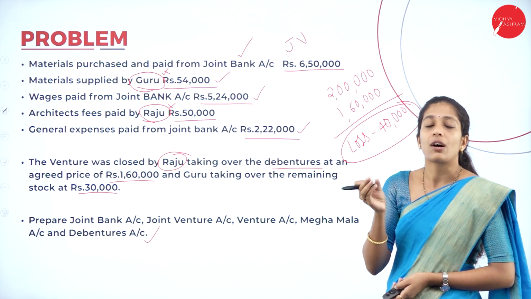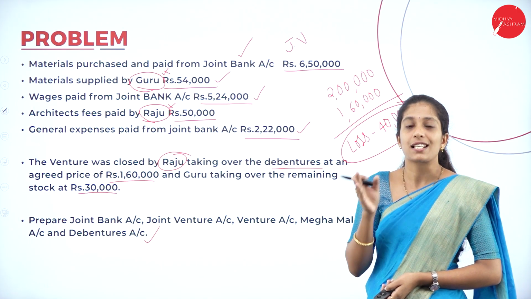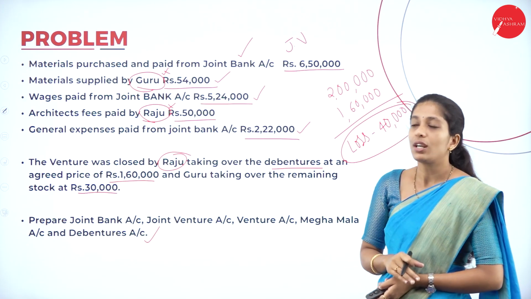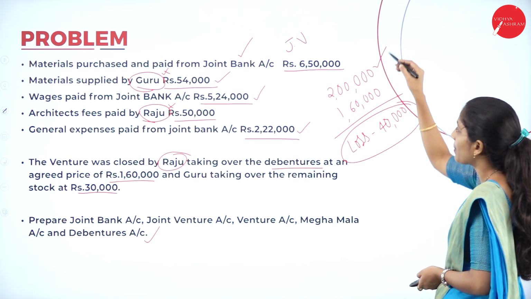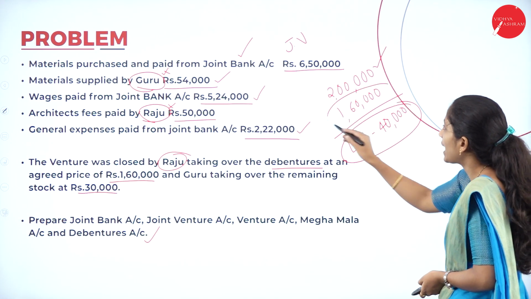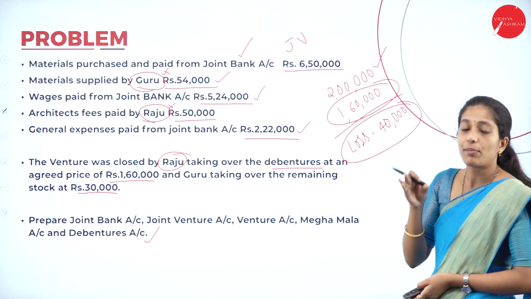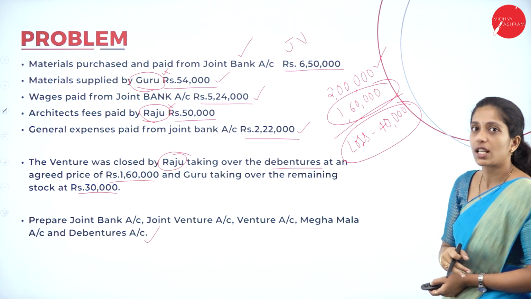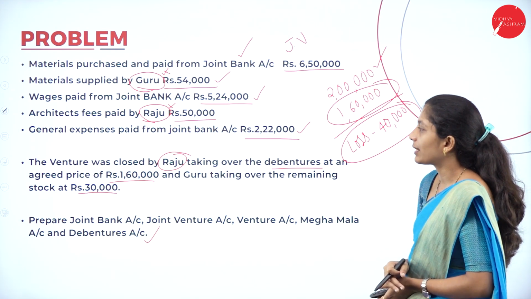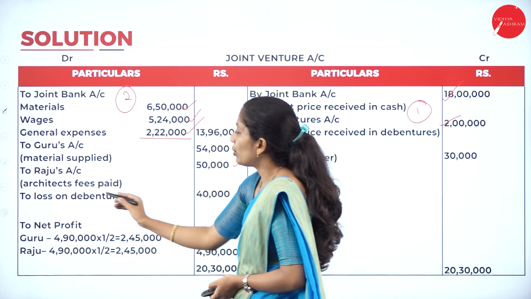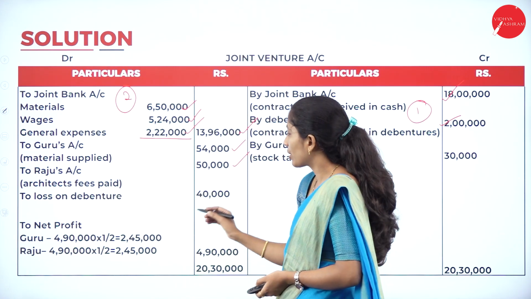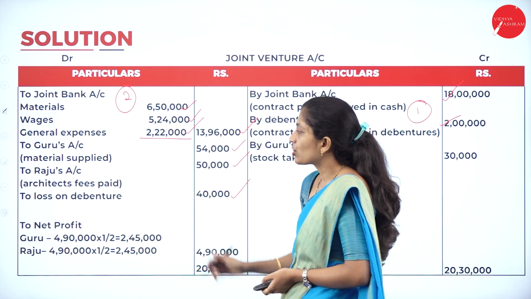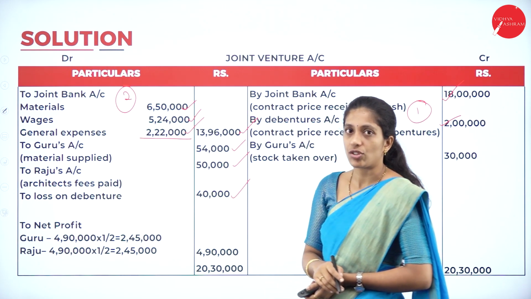You will write the difference, that is loss on sale of debenture, or loss on debenture. So here the value of debenture was how much? 2 lakh, out of which 1,60,000. So on which amount he has taken over? On 1,60,000. It means what? Rupees 40,000 is loss. So record that amount. That is to loss on debenture. So how do you get 40,000? 2 lakh minus 1,60,000. So that is to loss on debenture.